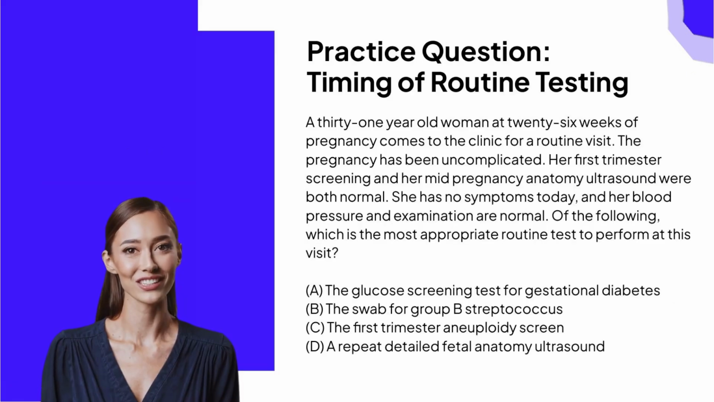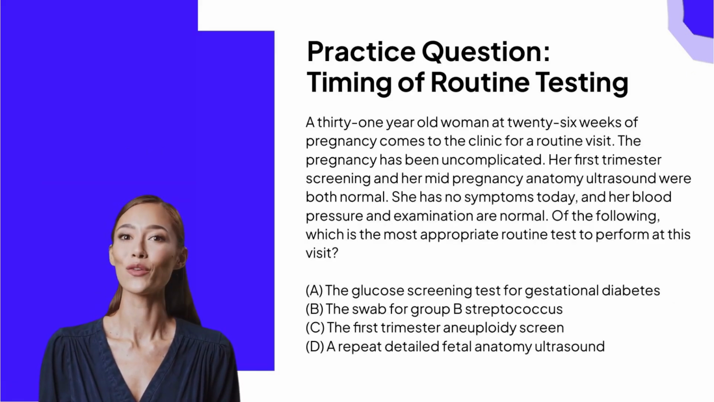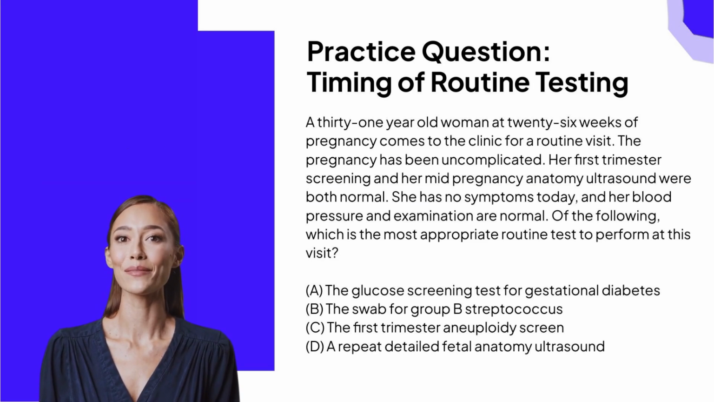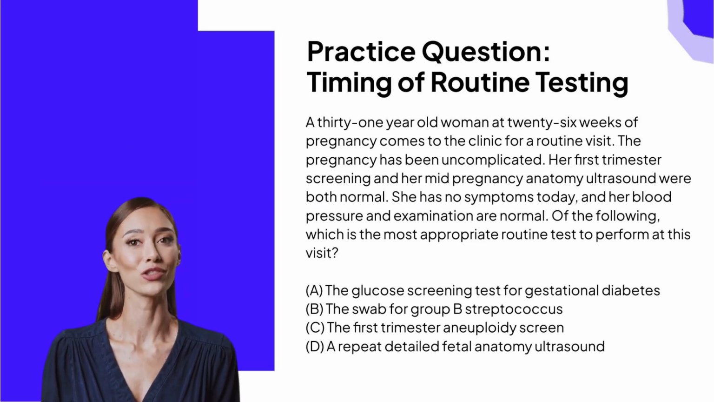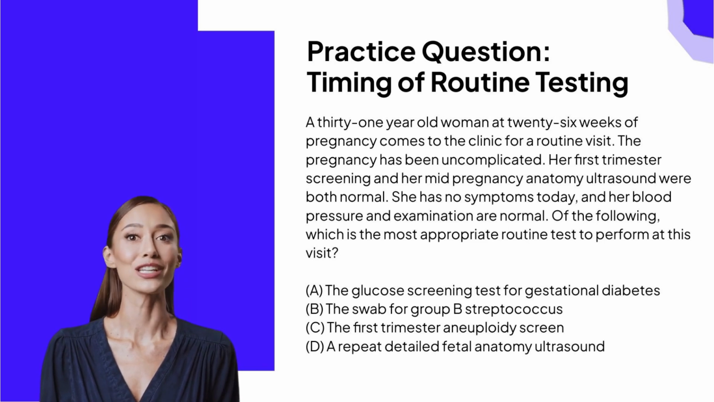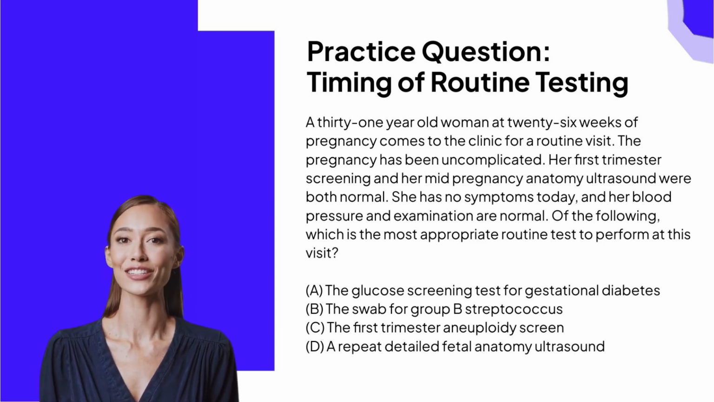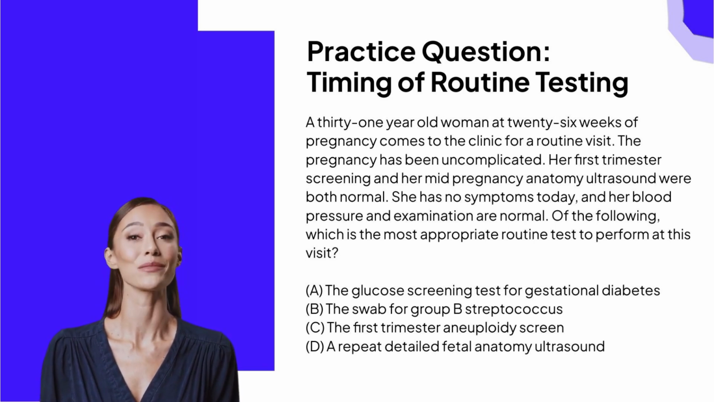Here is our second practice question, and this one is all about the timing of routine testing. A 31-year-old woman at 26 weeks of pregnancy comes in for a routine visit. Her pregnancy has been uncomplicated. Her first trimester screening and her mid-pregnancy anatomy ultrasound were both normal, and she has no symptoms today. The question asks which routine test is appropriate at this visit.